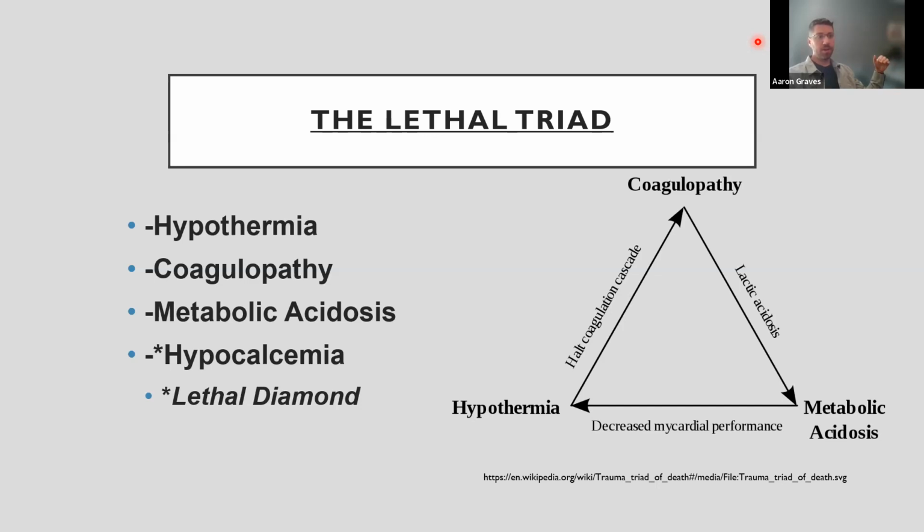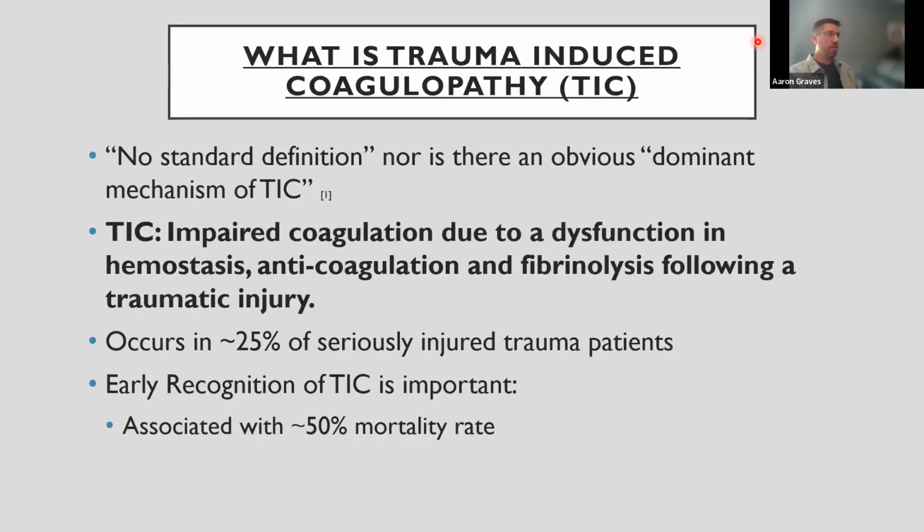Furthermore, the use of blood products, which is commonplace for trauma resuscitations nowadays, carries citrates within the packaging, especially platelets and plasma. And citrates act as calcium chelators, worsening hypocalcemia, contributing to this positive feedback loop of coagulopathy, metabolic acidosis, hypocalcemia, and hypothermia. So what actually is trauma-induced coagulopathy?